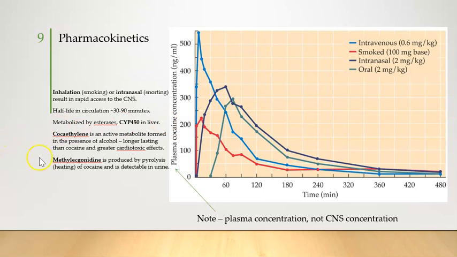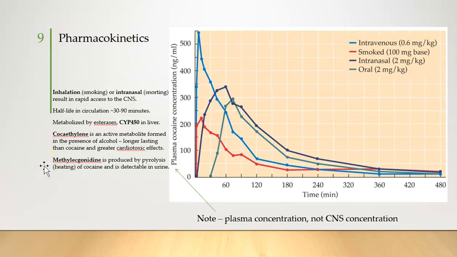And there's two metabolites that we can look for. So there's coca-ethylene, which is an active metabolite formed in the presence of alcohol. So if you take cocaine and alcohol at the same time, then your body will form coca-ethylene. And this lasts longer in your system than cocaine. And it also does have some greater cardiotoxic effects.